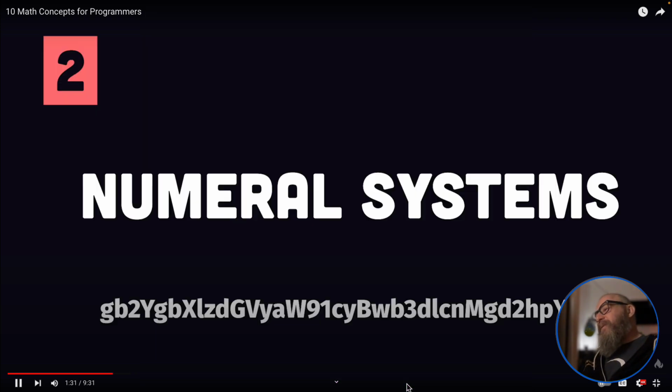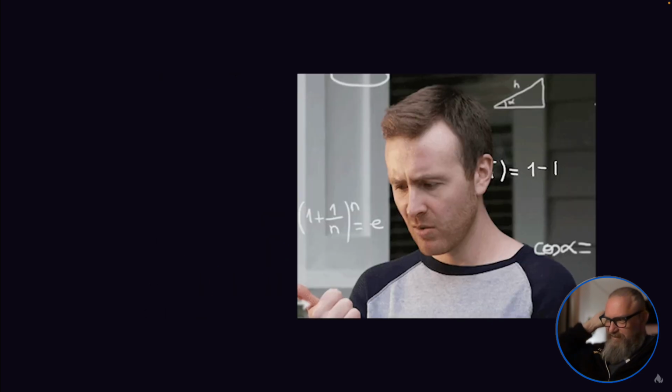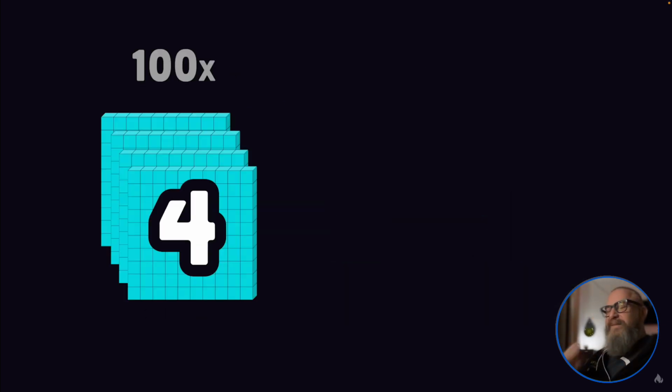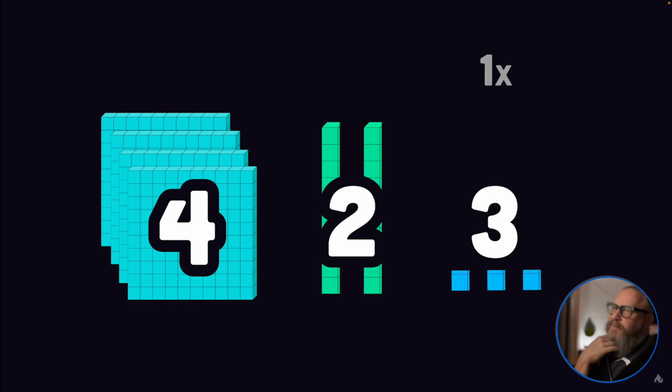But that brings us to concept 2, numeral systems like base 2. Throughout history, humans have come up with all kinds of clever ways to count things, but almost all of them use base 10 like the 10 fingers on your hands. Like in the number 423, the 4 is in the hundreds place, which represents 4 times 100. The 2 is in the tens place, or 2 times 10. Then the final number is multiplied by 1.